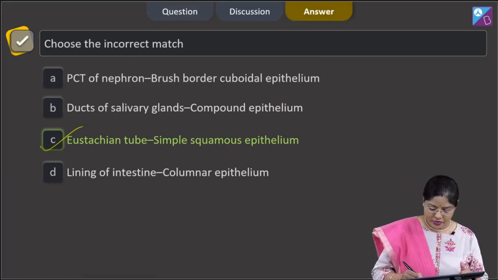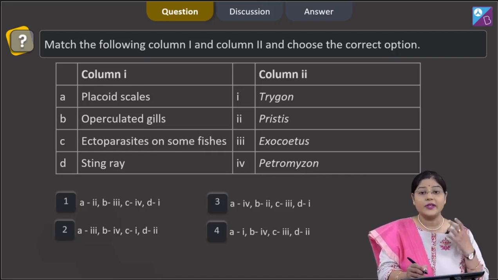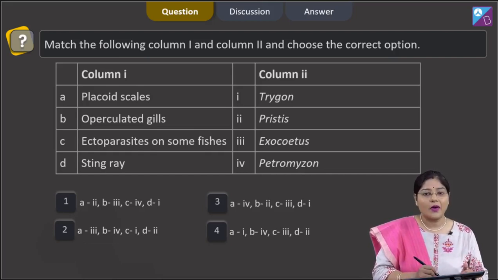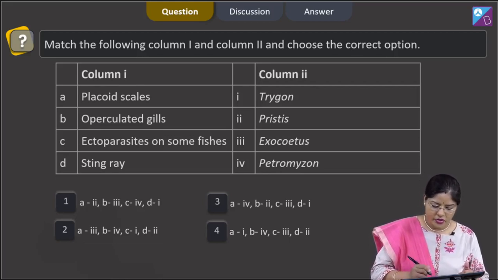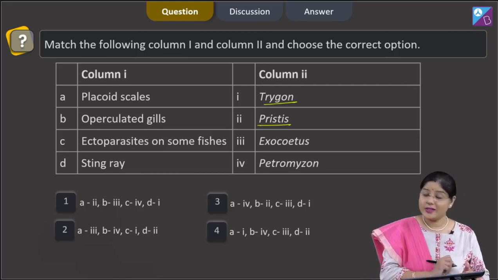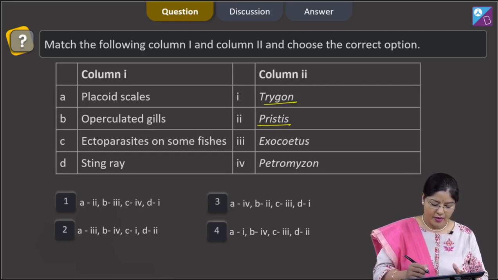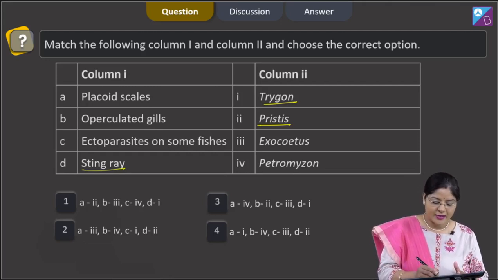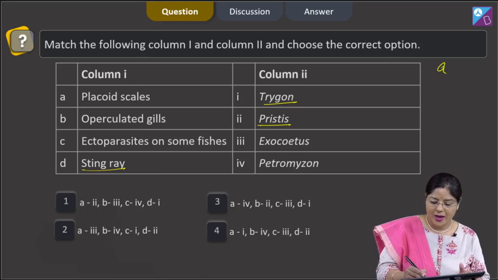Now, proceeding to the next question. Question states that match the following column 1 and column 2 and choose the correct option. Column 1, placoid scales. You know, students, placoid scales are present in cartilaginous fishes. An example of cartilaginous fish here is Pristis and Trygon as well. So, we have to be very careful. So, let us see. In column 1, stingray is also given, and stingray is the common name of Trygon. So, we will match placoid scales with Pristis. So, A matches with 2.